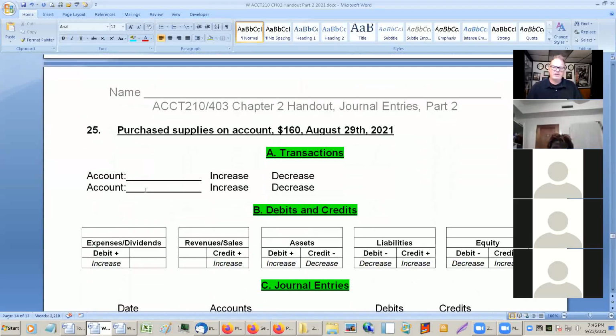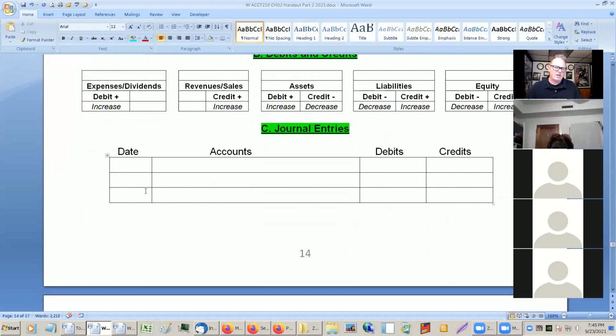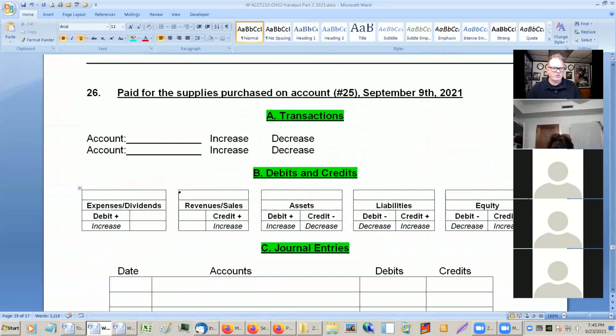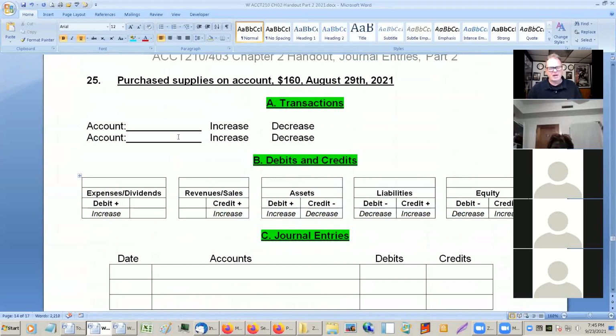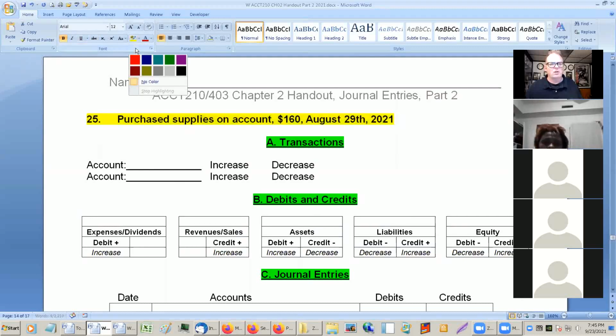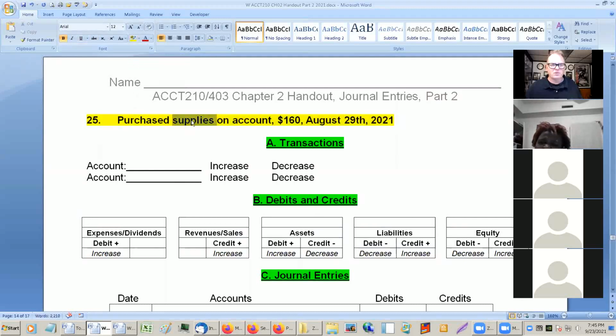Okay, I think I'm going to do 25. I think I'm going to skip 20. We will do 27, 28. 27, 28 are the same. Okay, purchase supplies on account. You purchase with cash and supplies. Close, but supplies expense, not yet. Supplies on account, purchased.